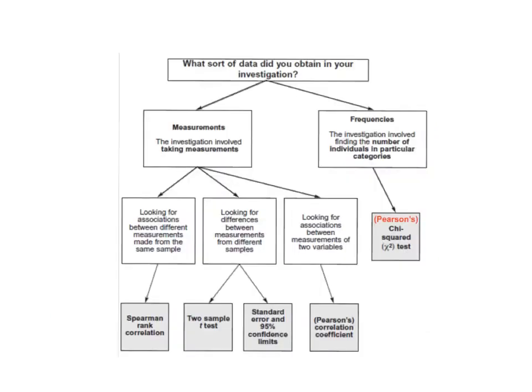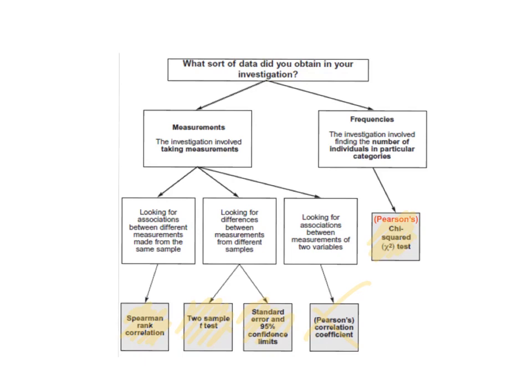So lastly, we need to decide what type of test to use for what. The ones we've concerned ourselves with are the Spearman's rank, t-tests, chi-square test. Okay, don't worry so much about Pearson's correlation coefficient right now, and standard error and 95% confidence levels. That's just looking at standard deviation, basically. Okay, so we looked at that a little bit as well. So all you basically do is you decide if it's measurements or is it frequencies. If it's frequencies, so it's an investigation involving the number of individuals in particular categories, you use a chi-square test.